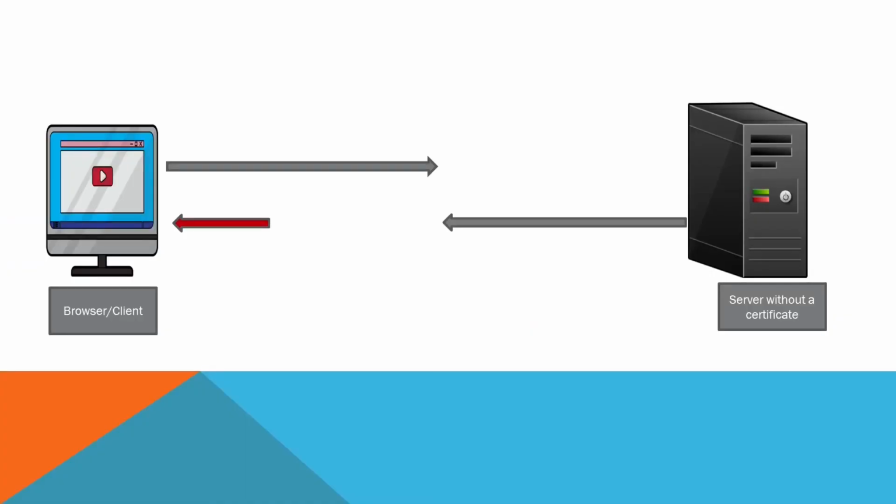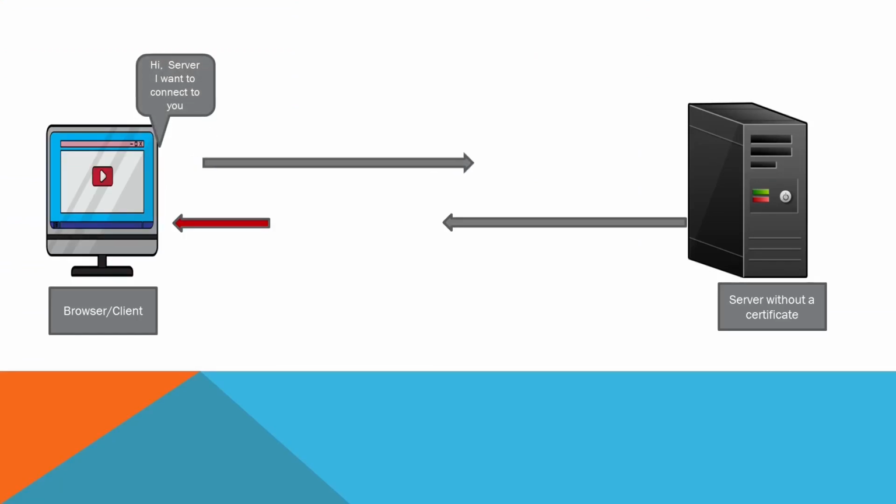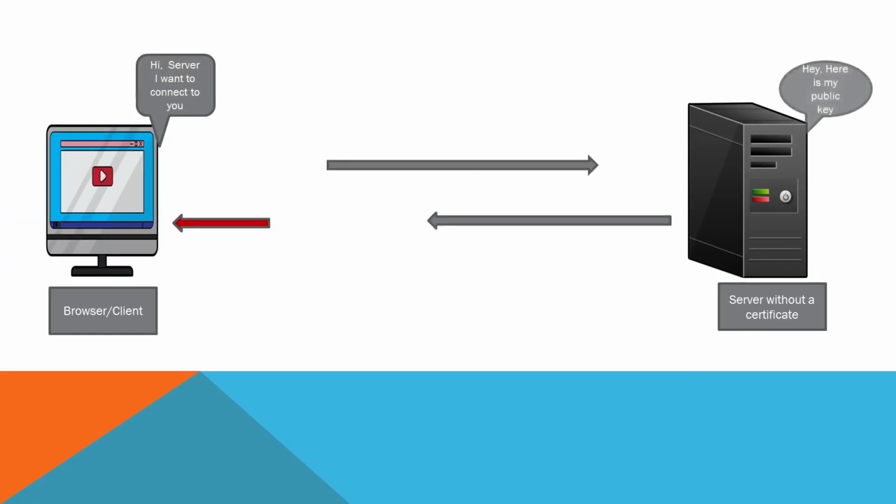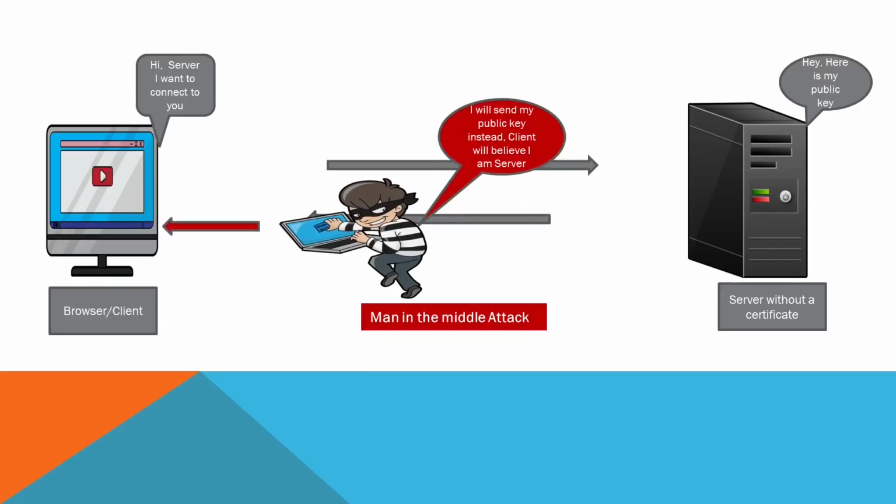Let's see a typical server without a certificate. The client sends a hello message. In return, the server sends its public key. While the public key is being sent, an attacker intercepts the message and sends his own public key instead. Now there is no way the browser can verify that this public key belongs to the internet server. This type of attack is known as a man-in-the-middle attack.